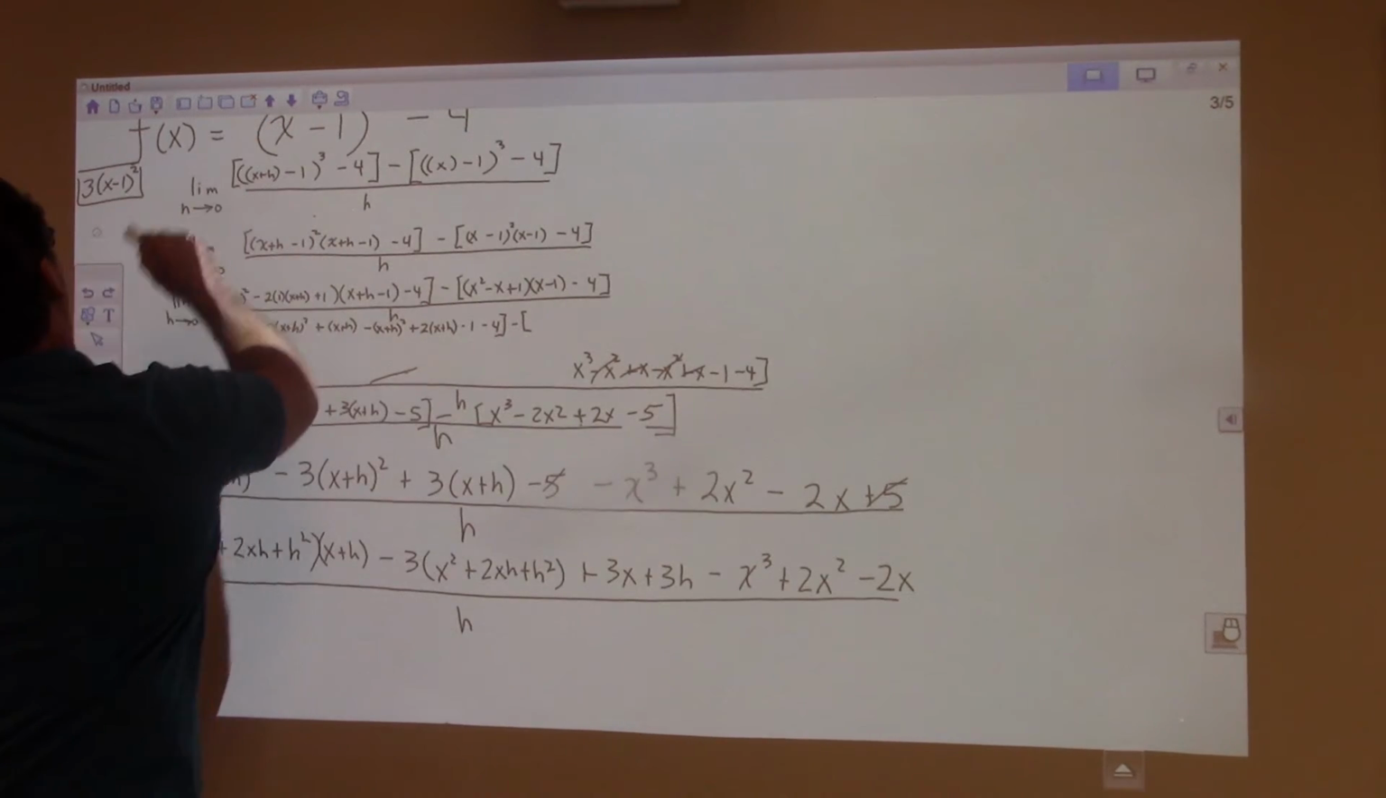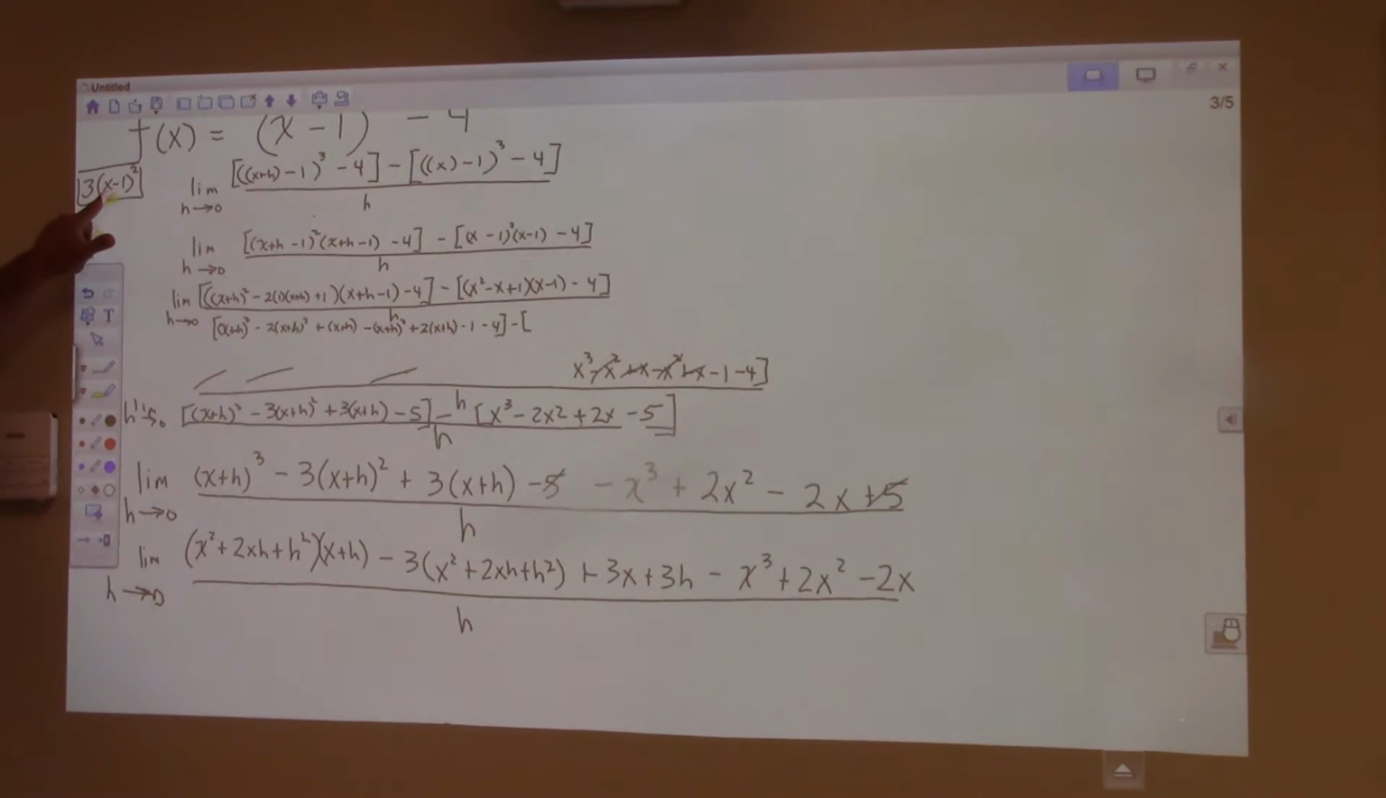I got a plus 3 right here. X minus 1. See that? Do you see where my answer is coming together, even though I've got an error somewhere? Hold on. Don't lose your thought. Hold on a second. I'm thinking.